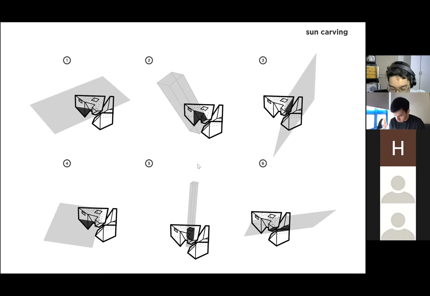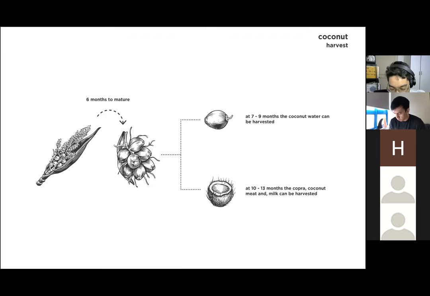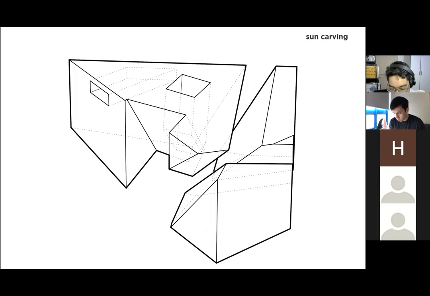So the result of my sun carving is this.